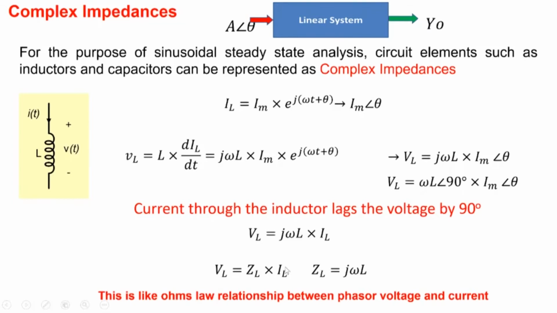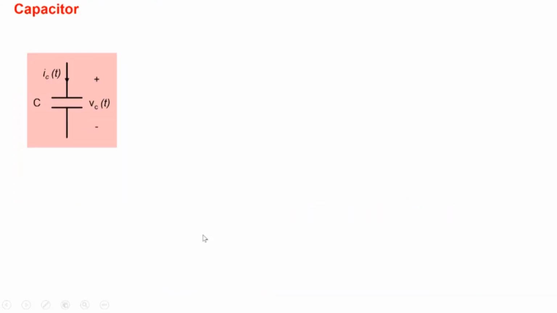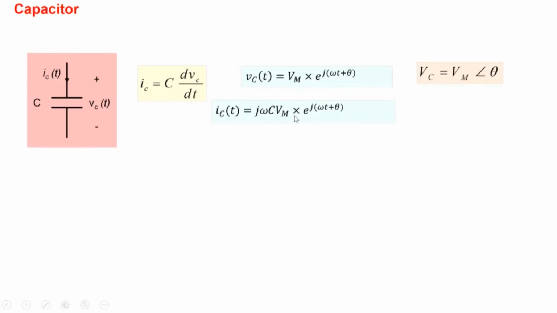Now, similarly, we can derive a similar relationship for a capacitor. For a capacitor, we know I equals C dV by dt. Let's take the voltage across the capacitor as Vm e to the power j(omega t plus theta). So all signals are sinusoidal. This is a general form of a signal, the voltage across the capacitor, which we represent as Vm angle theta. All right, so let's take this expression and put it here. We get IC equal to j omega C Vm e to the power j(omega t plus theta). And we can represent it in phasor form as j omega C Vm angle theta.